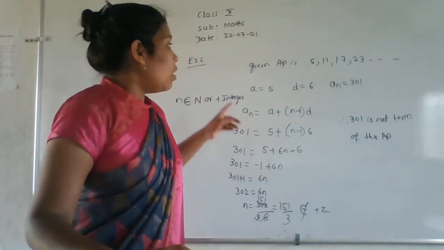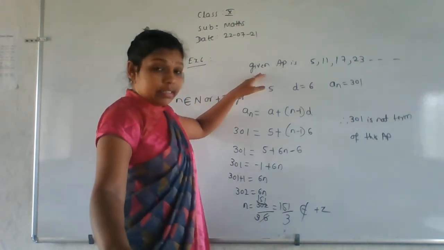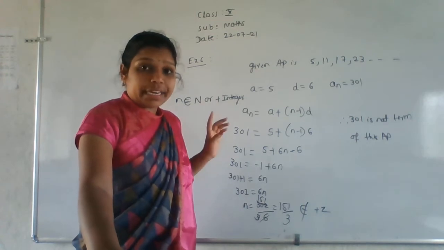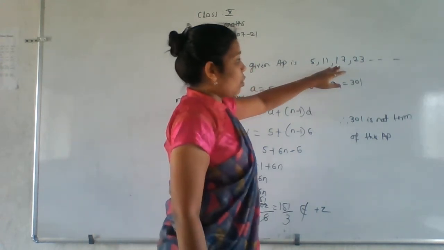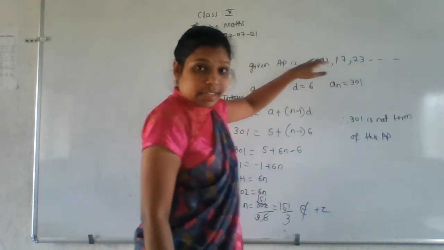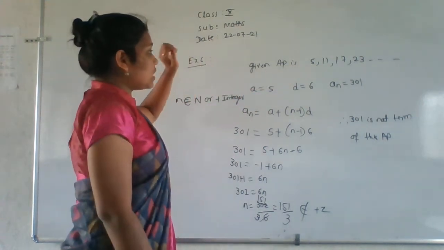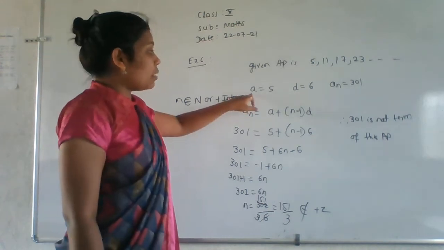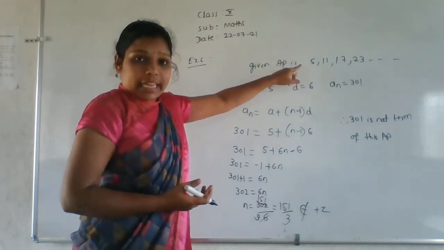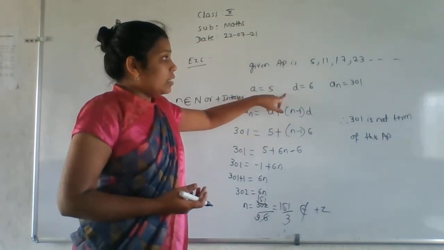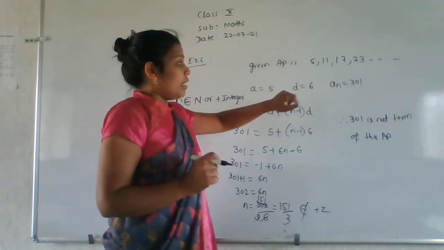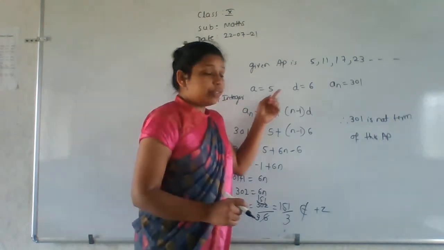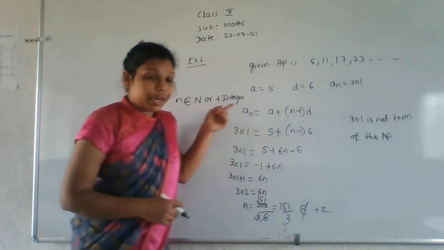Understanding the example. Okay, so properly understand here, listen here carefully. Given AP. What is the given AP? First you have to write here that it is 5, 11, 17, 23 is the AP here, right? So next thing, we have to write whatever the given things are. From that AP, a is 5 and d is equal to 6 here. And next, we have to check whether 301 is a term of this AP or not. That we are going to check here.